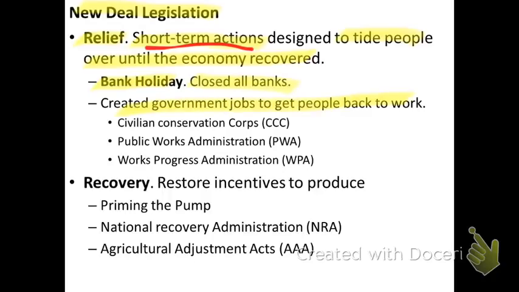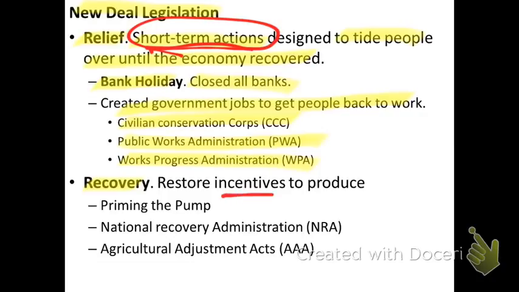Government created jobs, going back to short-term actions, getting money into the hands of the people as quickly as possible. There are 3 listed here: the CCC, Civilian Conservation Corps, the PWA, Public Works Administration, and the WPA, the Works Progress Administration. They were all part of the New Deal legislation. They were all part of the relief of the 3 R's. Let's go to our second one, recovery.